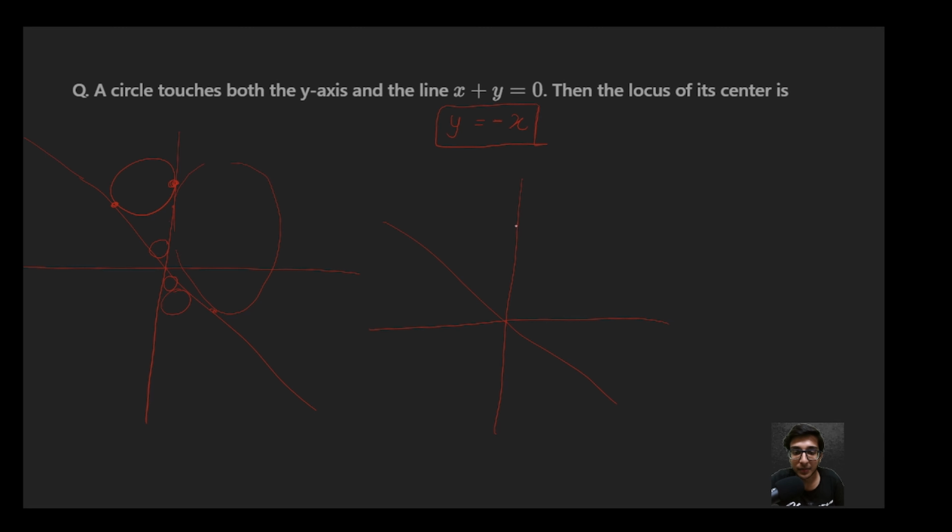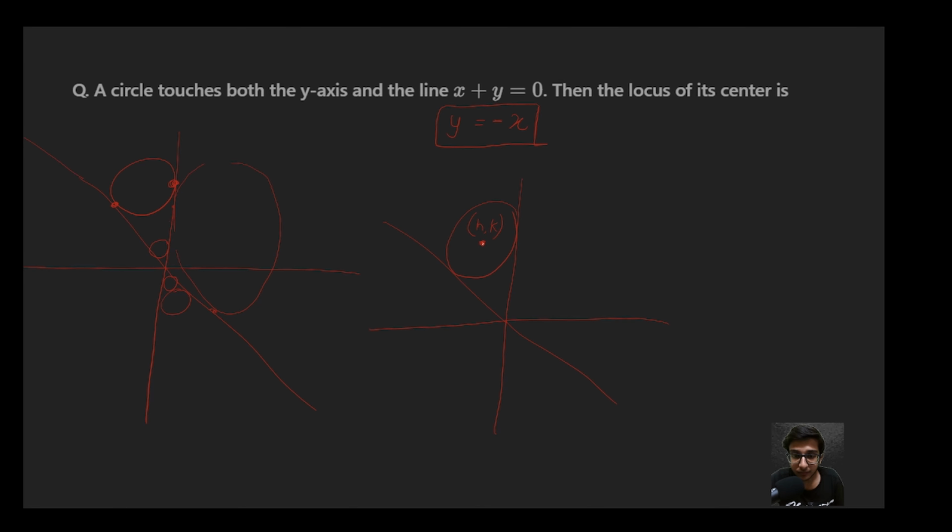And I hope you all remember the concept of locus that we had studied in straight line. We have to find out the locus of its center. So we assume the center to be h comma k. And once we've found out an equation which is based on h and k, we can replace h with x and k with y. And that would be our locus.